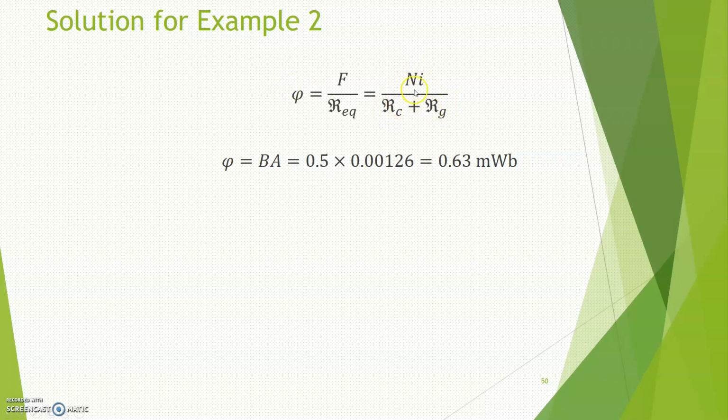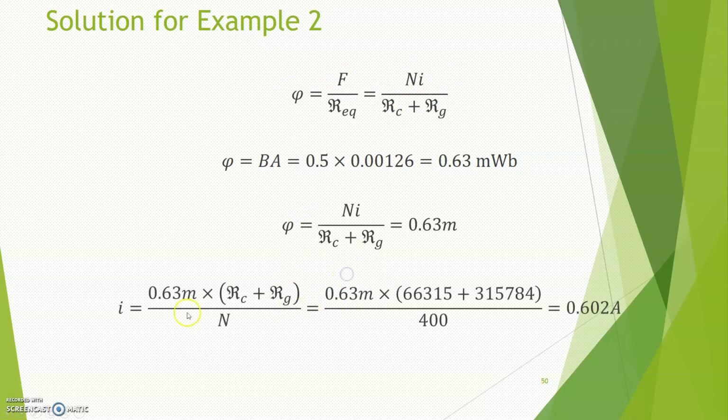Once you know the flux, the total reluctance, and the value of N, which is 400, you can find the value of I. Just rearrange your equation. I will be equal to 0.63 milliweber multiplied with the total reluctance, divided by the number of turns. Finally, you get I equal to 0.602 ampere. This is the final answer.